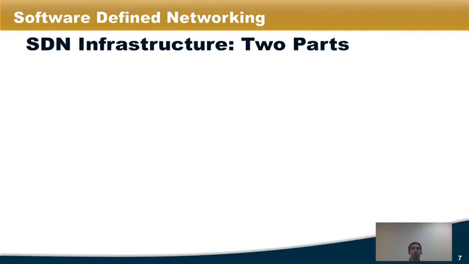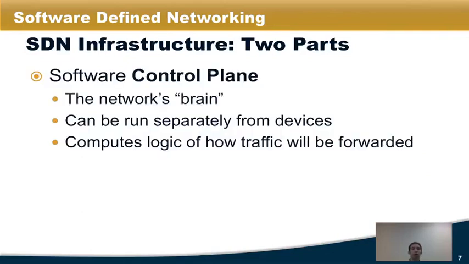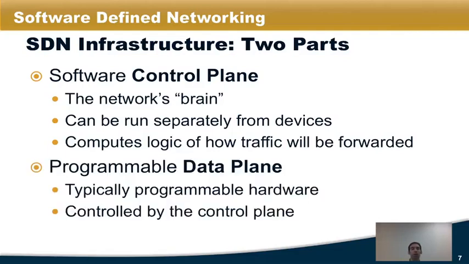So SDN infrastructure has two parts. The first is the control plane. That's the network's brain, right? That's essentially what is controlling the behavior of the network. The control plane can be run separately from the underlying network devices, the routers and switches that actually do the forwarding of the traffic. The control plane also computes the logic of how traffic is going to be forwarded through the network according to higher-level policies. The second part of the infrastructure is the data plane. This is typically programmable hardware that's controlled by the control plane.